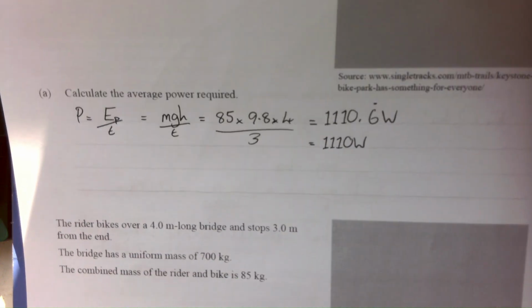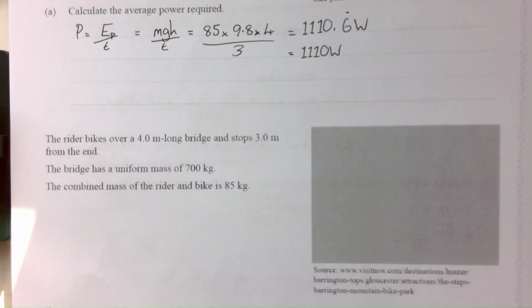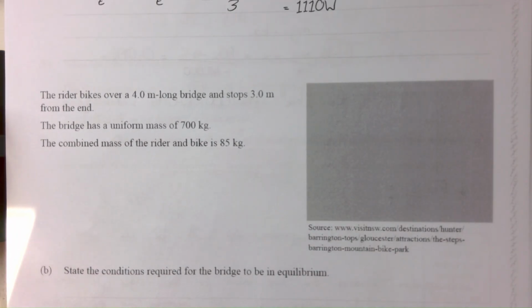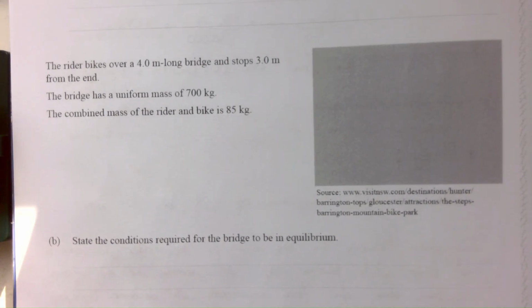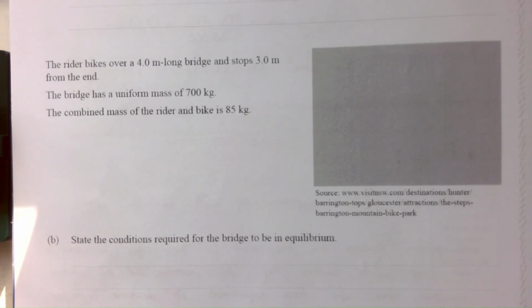Now, part B, the rider bikes over a 4 meter long bridge and stops 3 meters from the end. The bridge has a uniform mass of 700 kilograms. The combined mass of the rider and bike is 85 kilograms. State the conditions required for the bridge to be in equilibrium.